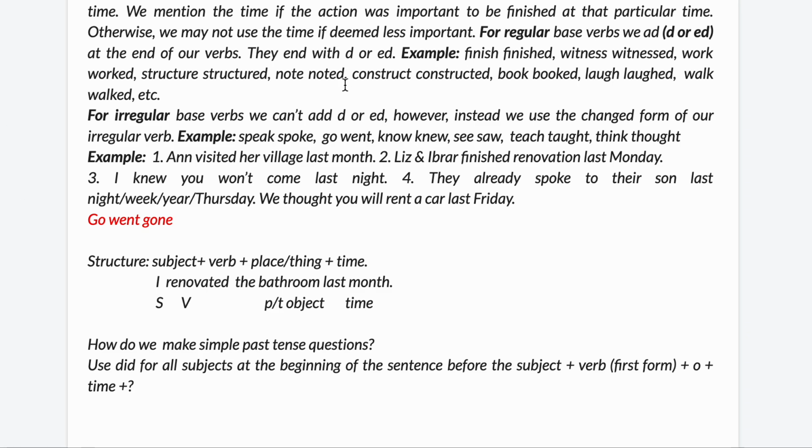So this is the simple past, or past simple tense we spoke about. Now, if we want to make a question, how do we do it? I have written some notes here. How do we make simple past tense questions? Use did for all subjects at the beginning of the sentence, before the subject, plus verb first form, plus object, plus time, plus question mark.